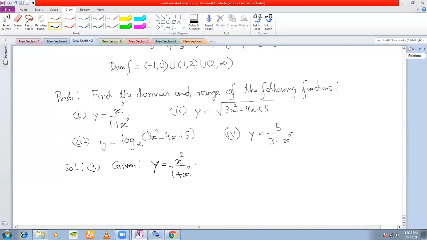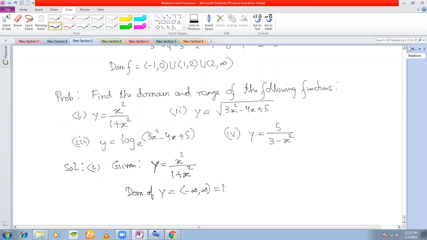Inspect the function and tell me. Every value of x will give you a value of y, whether negative, positive, or zero. So what is the domain of y? All real numbers, which is minus infinity to infinity.